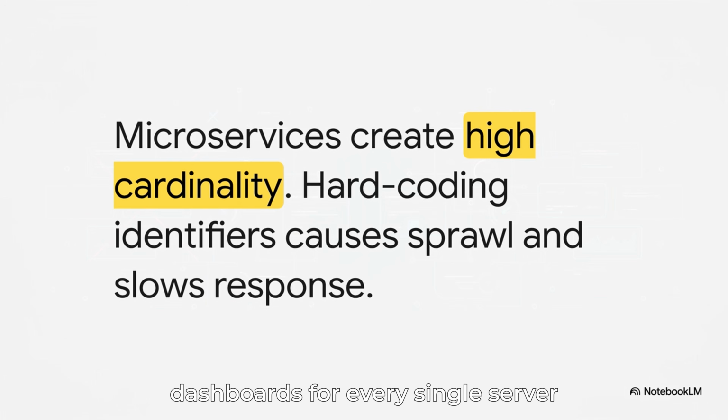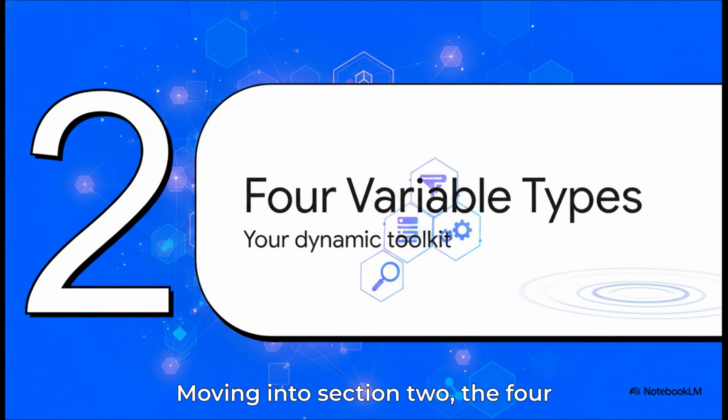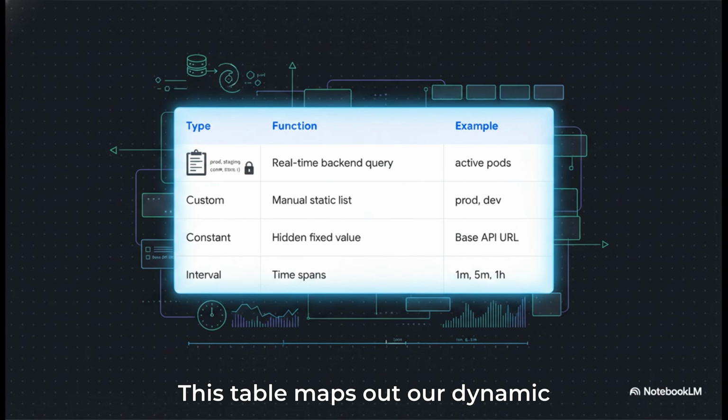Trying to maintain separate dashboards for every single server, region, or environment is just a massive pain point. It causes absolute chaos when you're digging around for the right metric during an outage. We desperately need to replace those hard-coded identifiers with dynamic placeholders that automatically discover your infrastructure. Moving into section 2, the 4 essential variable types.